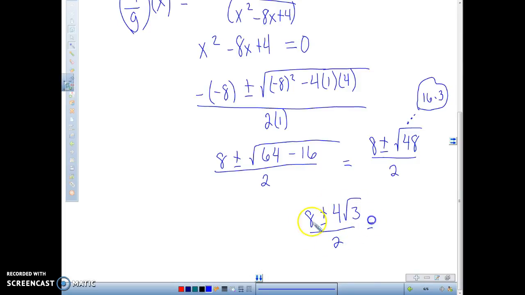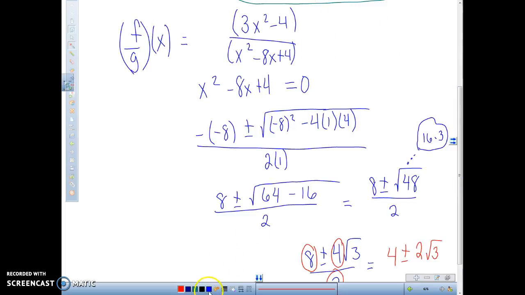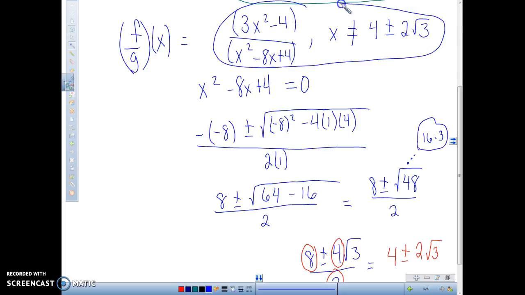Our last step would be to reduce. We reduce because all of these numbers are divisible by 2. So you would have 4 plus or minus 2 square root of 3. So when we go back up here for our answer, x cannot equal 4 plus or minus 2 square root 3. And so this would be our answer for the division part of this problem. That concludes part 1.